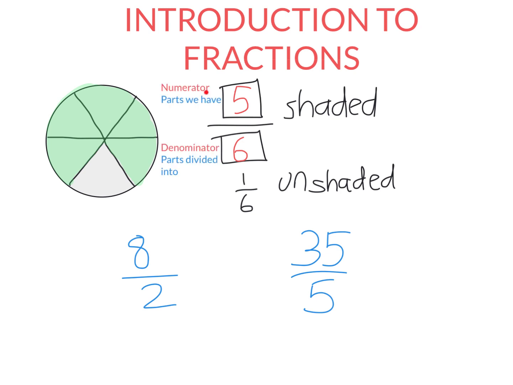So the top number of a fraction is called the numerator. It represents the parts we have. And the bottom of the fraction is called the denominator. It's the parts that something has been divided into.